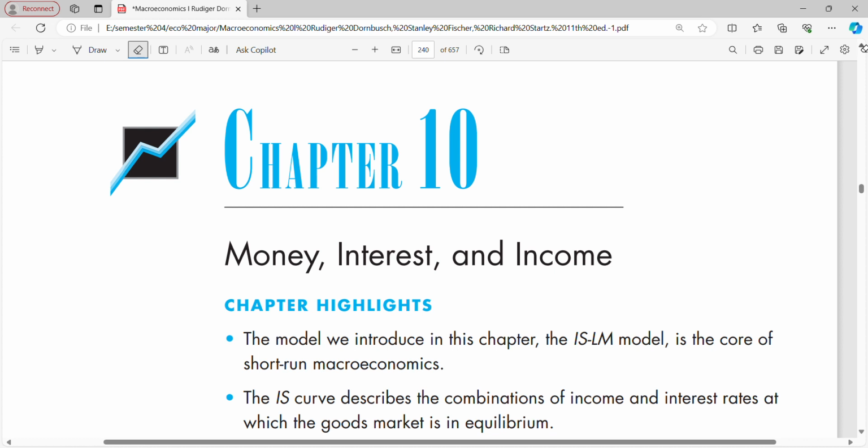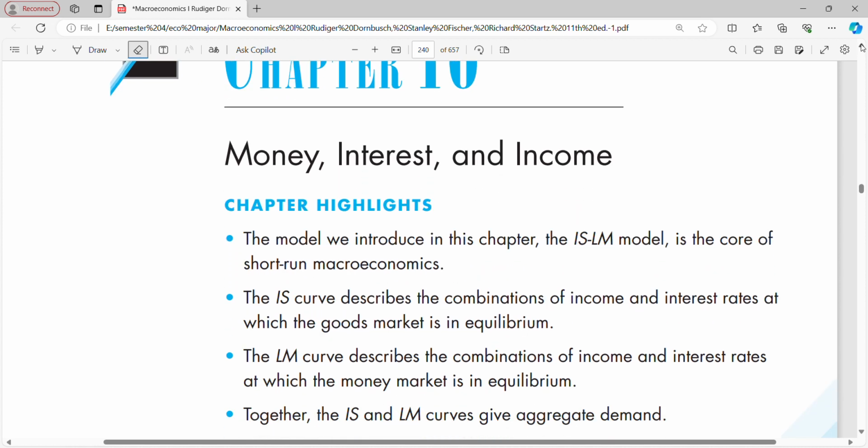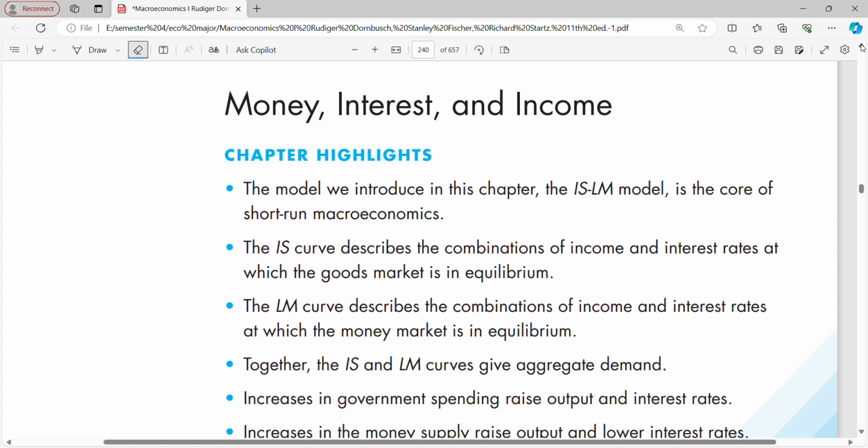So in this class we are starting with Unit 1. Unit 1 comprises two chapters, Chapter 10 and Chapter 11. And yes, get the readings ASAP. So this is what Unit 1 is all about.